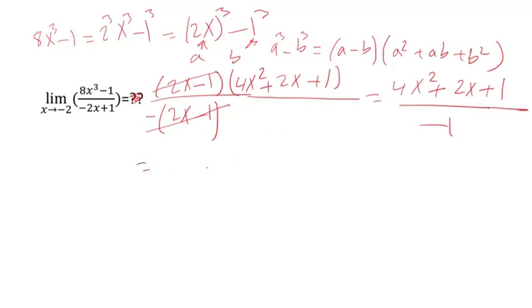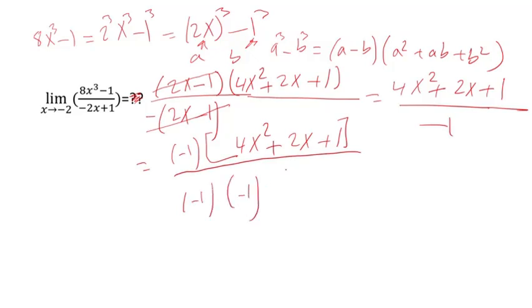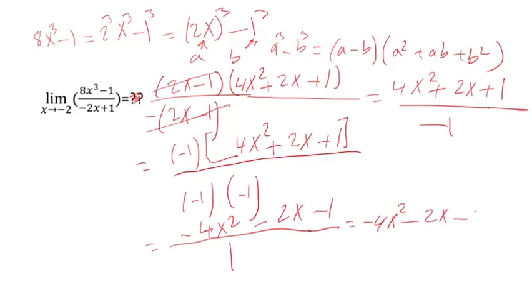And again, I'll multiply by negative 1 because we don't like to see a negative sign at the denominator. So negative 1 times negative 1 is just 1. Negative 1 times 4x squared is negative 4x squared. Negative 1 times plus 2x is negative 2x. Negative 1 times plus 1 is negative 1. So this is just negative 4x squared minus 2x minus 1.